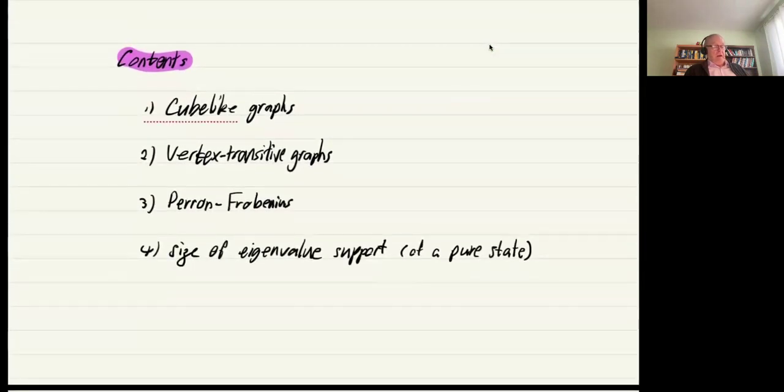This is a draft of the contents. Now, it's not serious. I don't think there's any chance that I'll get to part 4. I may not finish part 3, but anyway, that gives me a goal. So I decided I want to start by talking about state transfer on cube-like graphs. I could have done this earlier and probably should have, but it's still interesting.